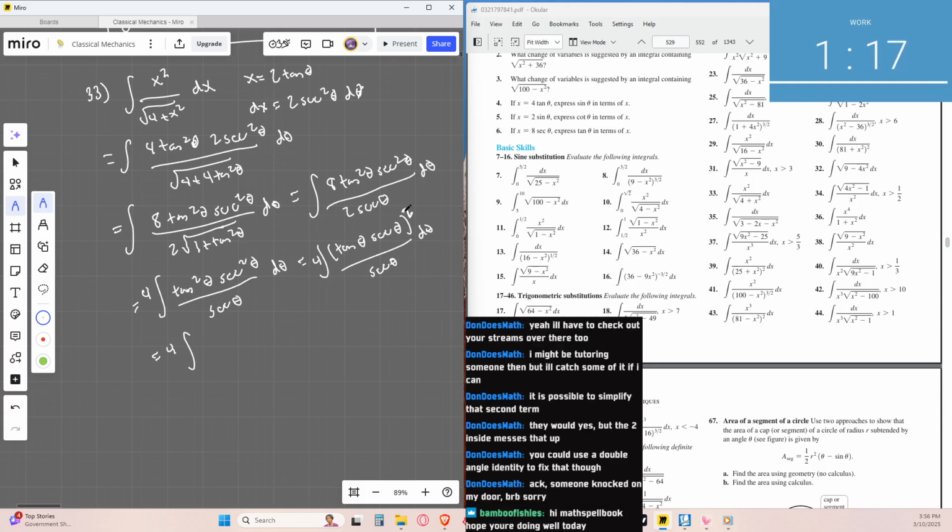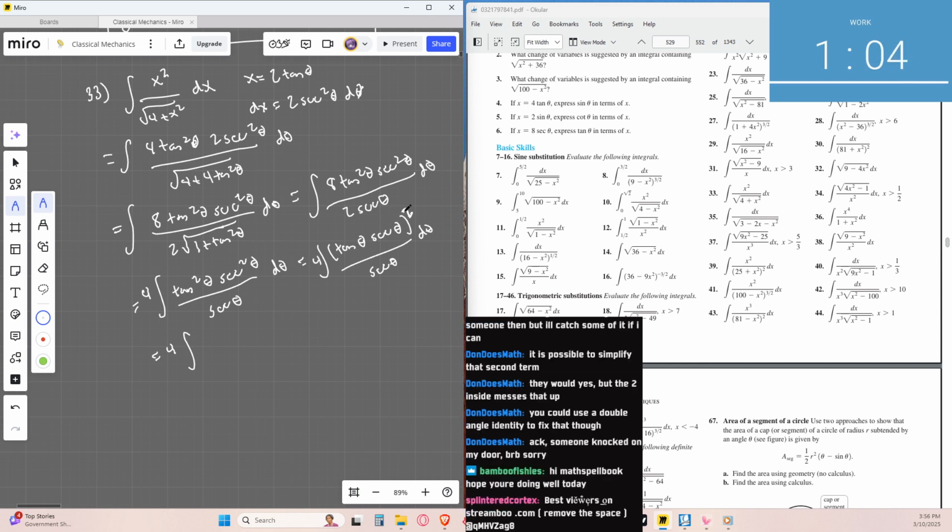The problem is, it also turns that other secant.